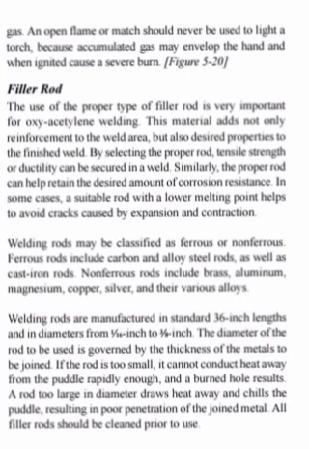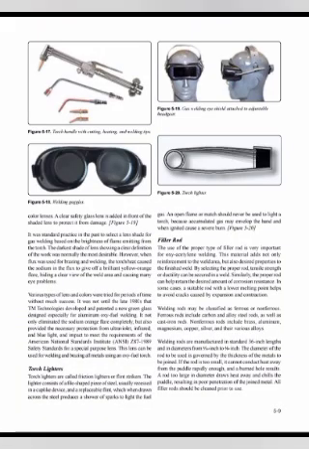Welding rods are manufactured in standard 36-inch lengths and in diameters from 1/16 inch to 3/8 inch. The diameter of the rod to be used is governed by the thickness of the metals to be joined. If the rod is too small, it cannot conduct heat away from the puddle rapidly enough, and a burned hole results. A rod too large in diameter draws heat away and chills the puddle, resulting in poor penetration of the joined metal. All filler rods should be cleaned prior to use.